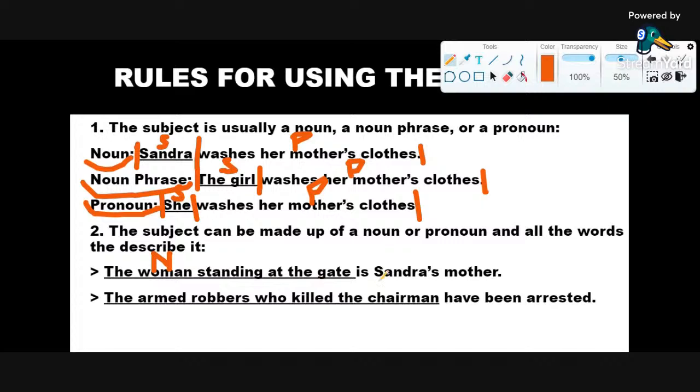So the woman standing at the gate is Sandra's mother. The second example: the armed robbers who killed the chairman. All right. Now, the noun used here is robbers. The determiner the tells us about the robbers. Armed also describes the robbers. Who killed the chairman reveals the identity of the robbers being talked about. The armed robbers who killed the chairman have been arrested.